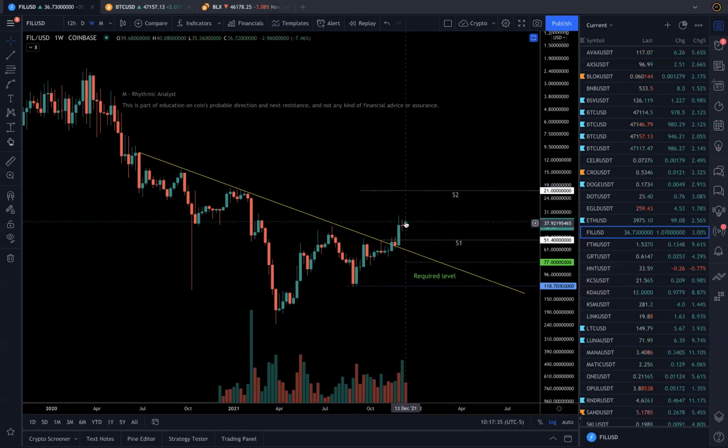And of course, if this coin, let's say, goes down and then breaks below S1, then what? That means it's not good, right? If this is coin X, that means it's going down.